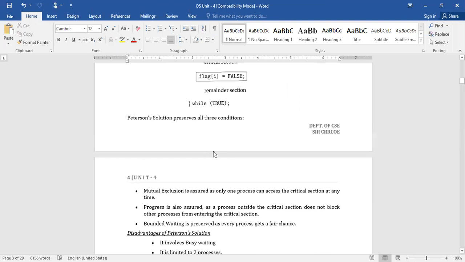In such a way mutual exclusion will be satisfied, and progress is also assured, as a process outside the critical section does not block other processes from entering the critical section.